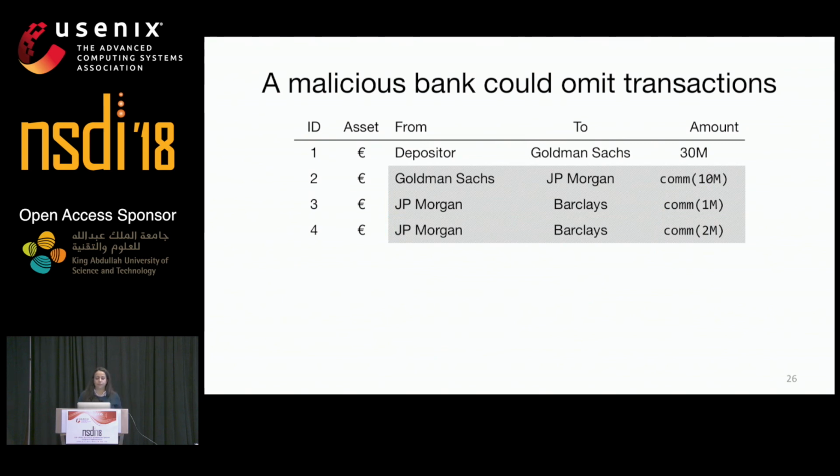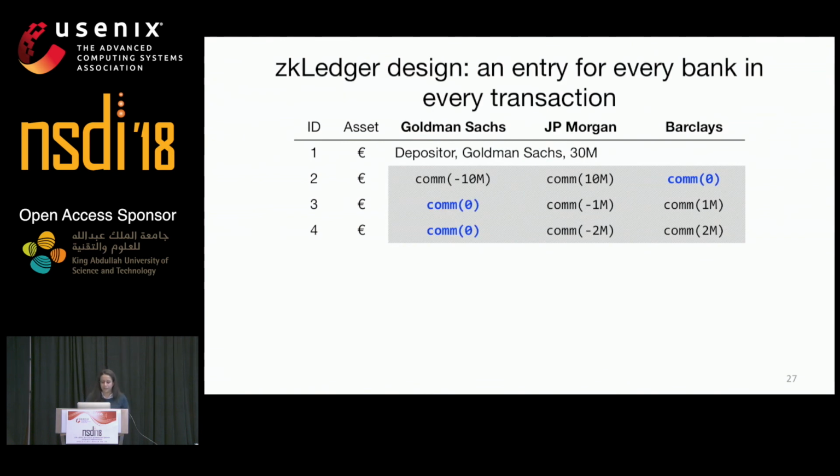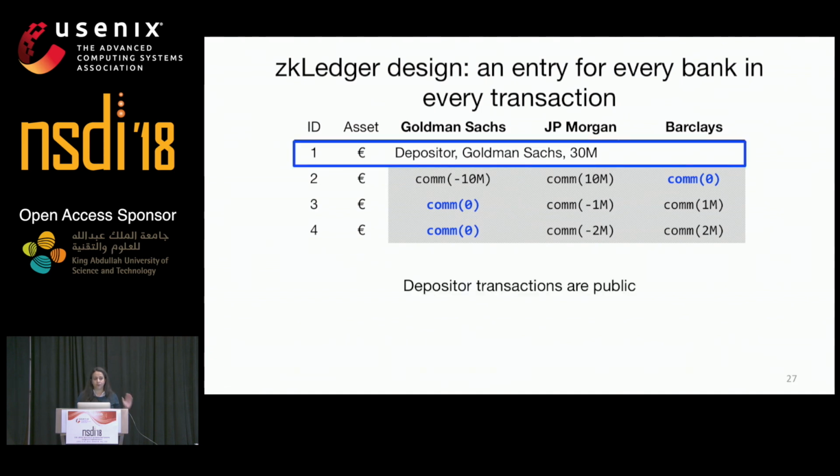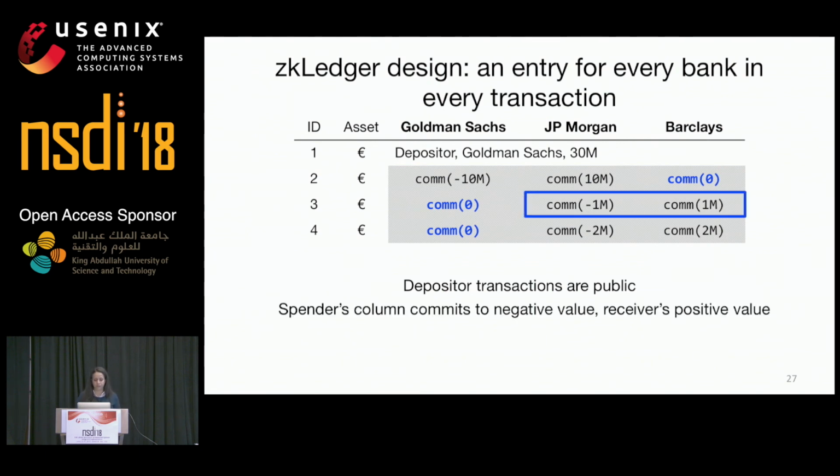zkLedger addresses this with a very different kind of design for the ledger. In zkLedger, every transaction has an entry for every bank. So rows in zkLedger are transactions, and the columns are the transacting banks. So here we have a ledger which supports transactions between Goldman Sachs, JP Morgan, and Barclays. As we see here, depositor transactions are still public. But for private transactions, every bank will have a commitment in every transaction.